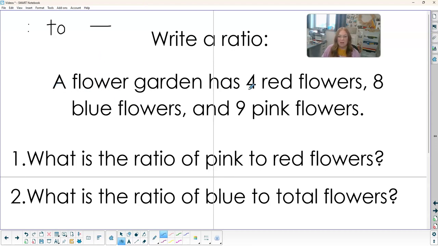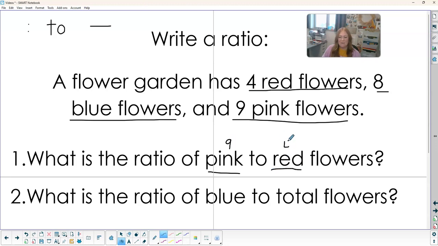So we have a flower garden with 4 red flowers, 8 blue flowers, 9 pink flowers. What is the ratio of pink? So pink, we can see, is 9 to red. Red is 4. So pink, then red. So go ahead and write the ratio all 3 ways. All 3 ways, write the ratio, pink, then red.